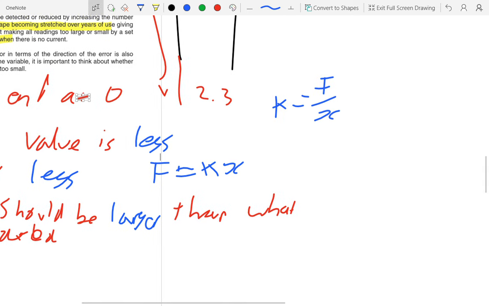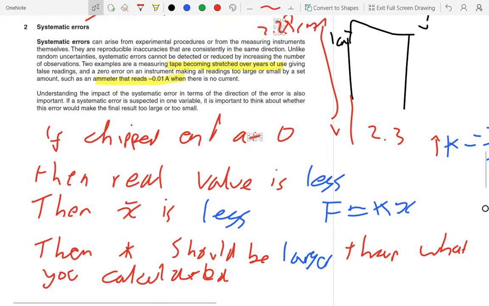And that means that x will be less. So you've got a small value on the bottom, so divide by a small value, and then you get a bigger value of k. So that's pretty much hopefully all there is to this area, so there shouldn't be much more than that. It should just be asking you about zero errors.